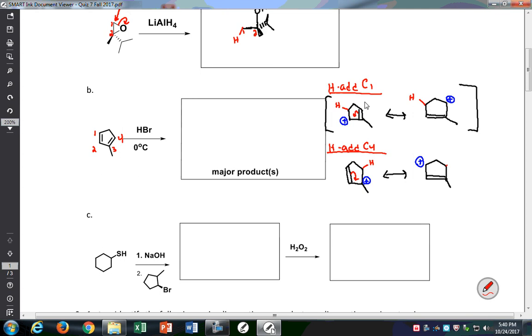And I'm showing this hydrogen just so you can see where it added. It's not necessary to show that hydrogen, but I'm just showing it so you can follow what I'm talking about. So that's our other resonance structure.